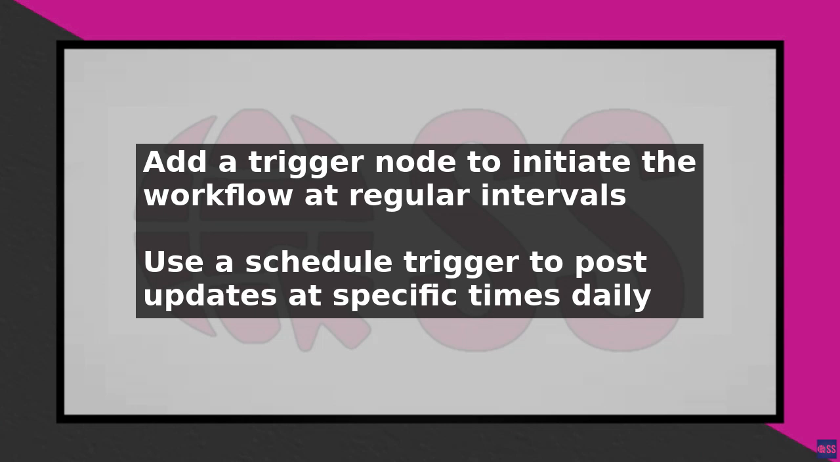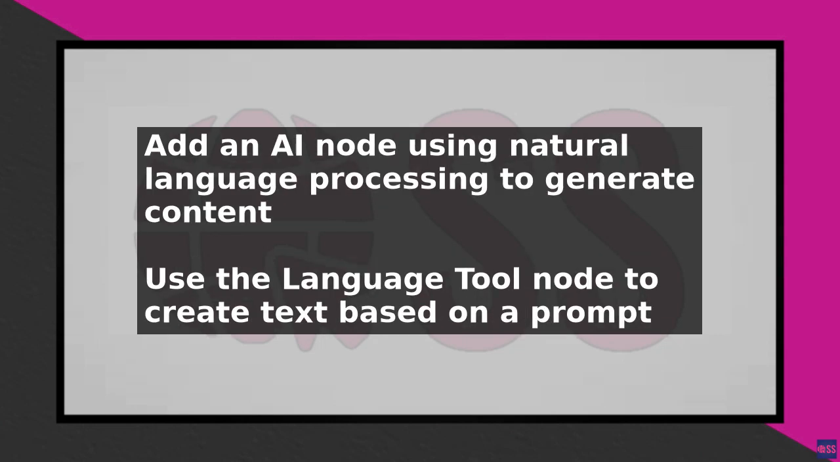Next, you will need to add an AI node to generate the content for your LinkedIn posts. This can be done using a natural language processing node, such as the language tool node. This node will generate text based on a prompt or topic that you provide. After the AI node, you will need to add a LinkedIn node to post the generated content to your LinkedIn account. You will need to authenticate your LinkedIn account with N8N to use this node.